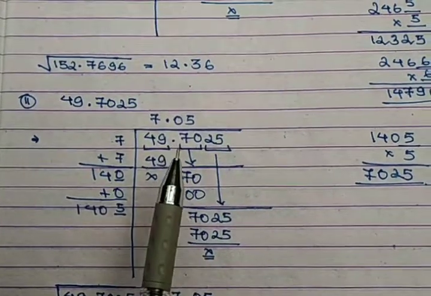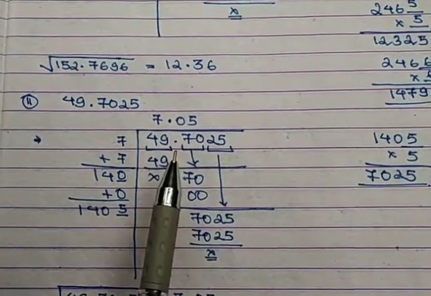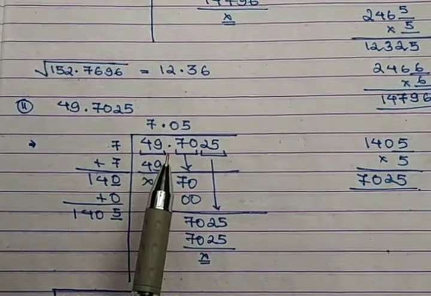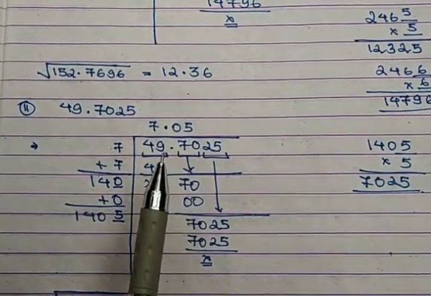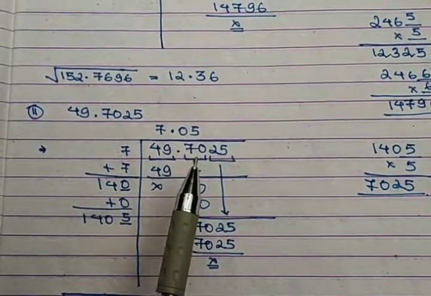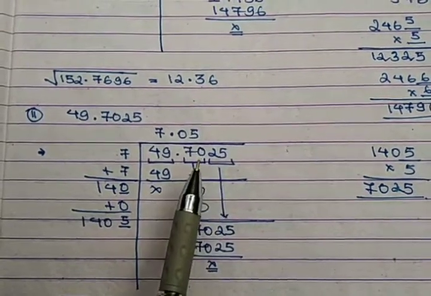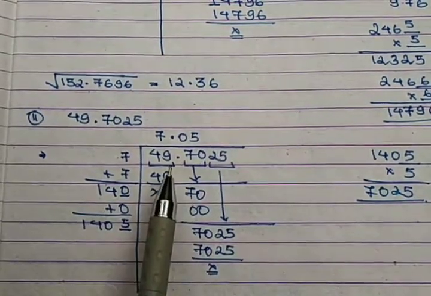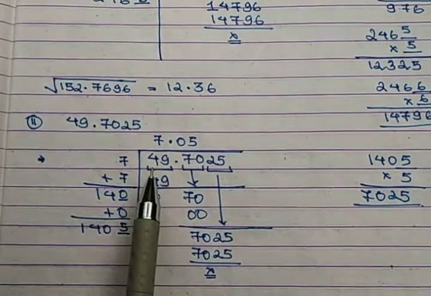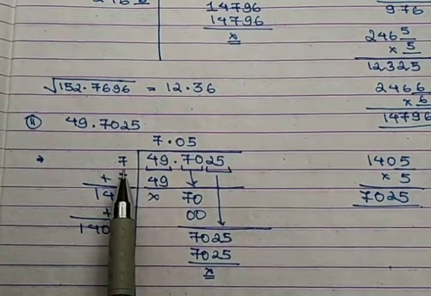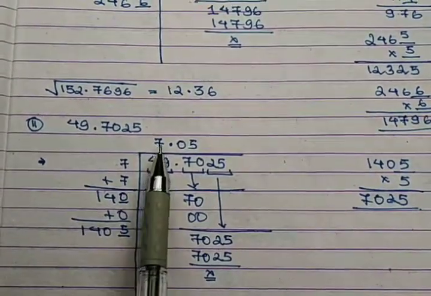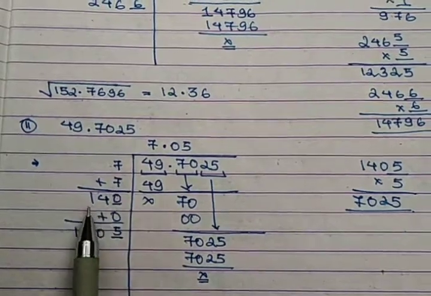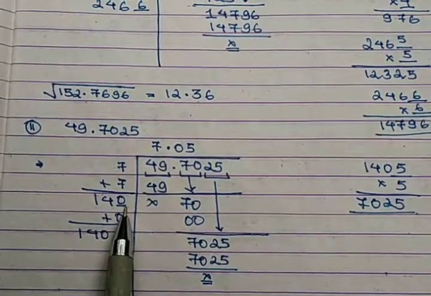I already said, from the place where the decimal is given, we need to make pairs of numbers towards the right as well as towards the left. Towards the right we got 7025, the first pair. Second pair, towards the left we have 49. So 49 is exactly 7 squared, so 7 and 7 is 49. These 7 and 7 will be added, so 14 in here, I have kept the ones place empty.